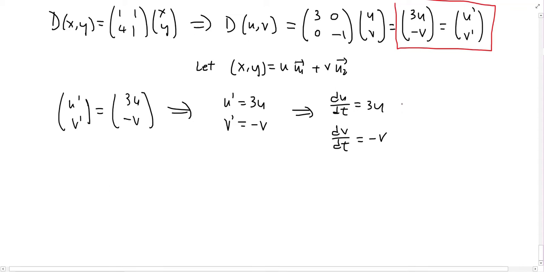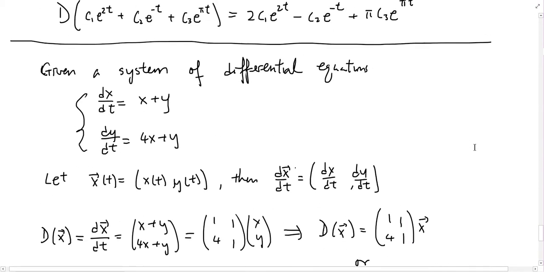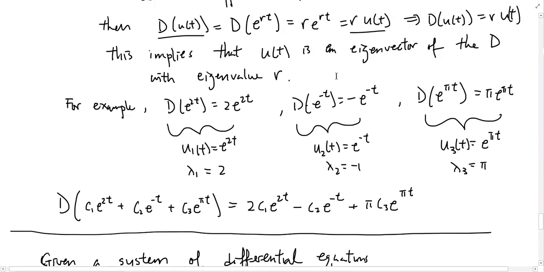du over dt equal to 3u basically says the same thing as d of some vector u equal to 3 times u. And dv equal to negative v. And if you are looking at this, some of you might recognize, as a matter of fact, we saw one of these two equations already. This one. Where? Right here.